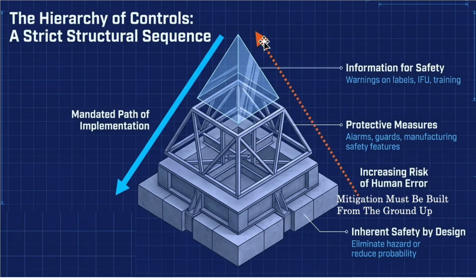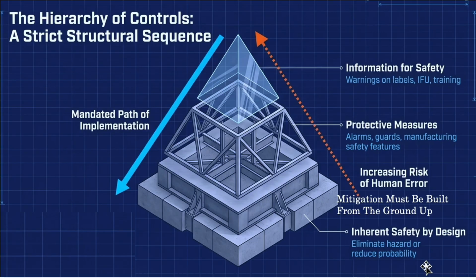The second layer of protection after safety by design are the protective measures such as alarms, guards, manufacturing safety features. They can go hand in hand, but this is the second layer of safety features. Alarms and guards cannot replace safety by design. And the last and least form of safety feature is information for safety: warnings on labels, instructions for use, training. Those are all important. However, that doesn't replace protective measures, and of course, that does not replace safety by design.